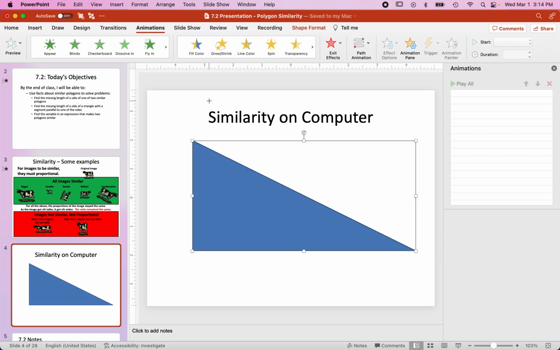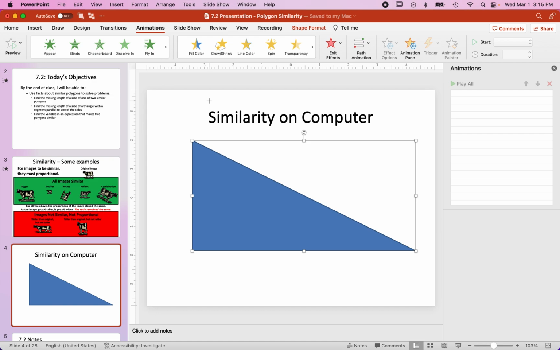Okay. However, because computers know that we sometimes need to keep images similar, think about when you've posted a picture online or you've seen a picture online where someone hasn't done this and all of a sudden their face gets fat or too thin, right? Either they stretch their face too wide or they stretch their face too tall. In either case, it doesn't look like them.